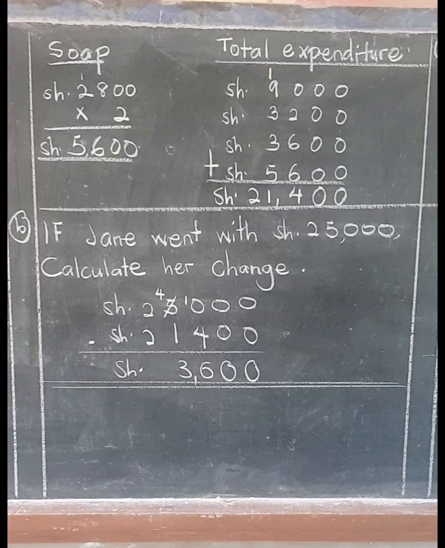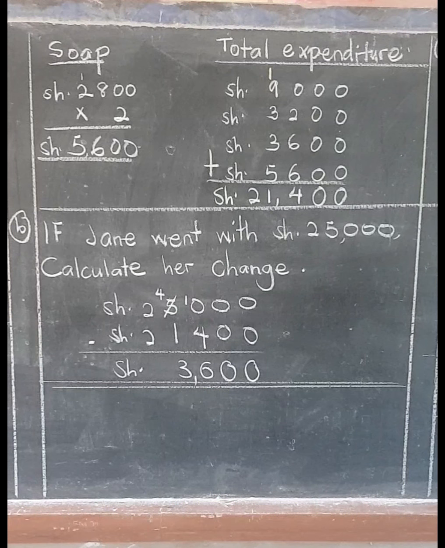The money they give you after paying for an item that you bought is called change. Therefore, how shall we find the change for this number? We shall get 25,000 shillings minus the total expenditure, which is 21,400 shillings. When you subtract, the answer there will be 3,600 shillings. Don't forget to put the unit because you need it.